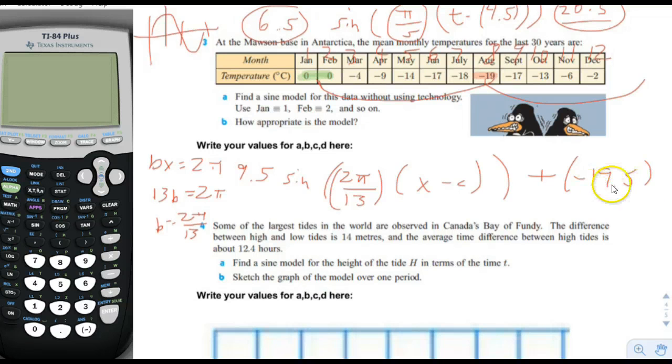Now I just noticed that I made an error here for plus d, right? Because plus d is calculated by taking the maximum and the minimum and averaging them. So 0 minus 19 is negative 19, divided by 2 would be negative 9.5, not 19.5. So I just need to erase that there. All right, now let's figure out c, which is kind of the toughest one to find out.